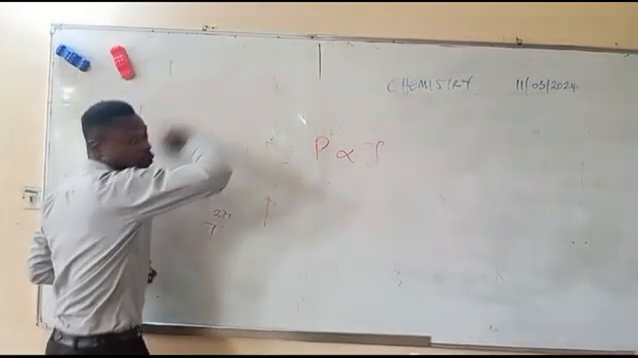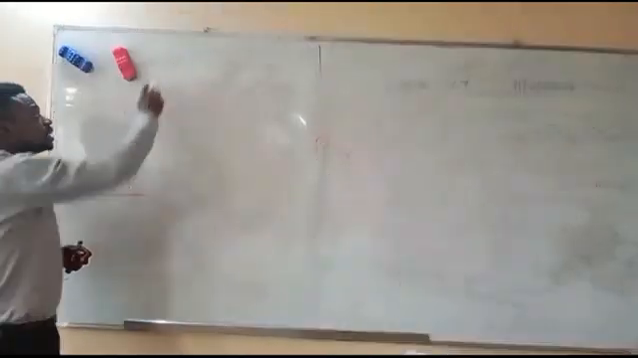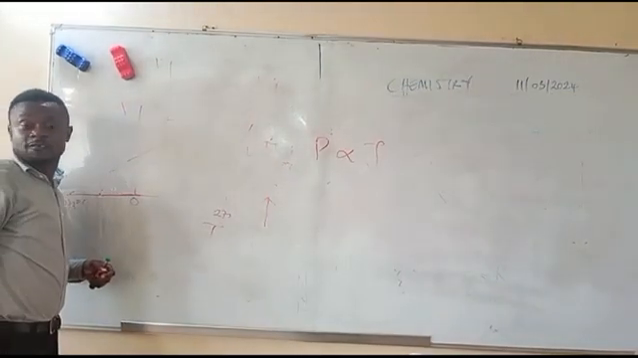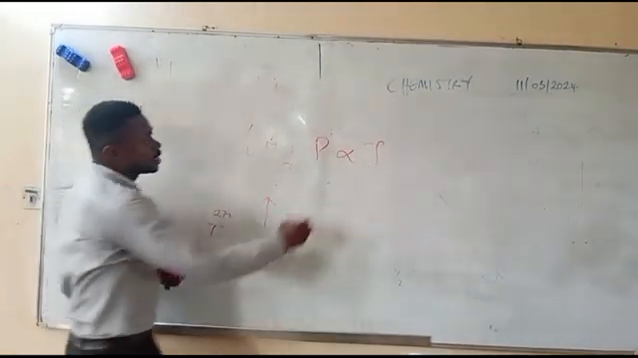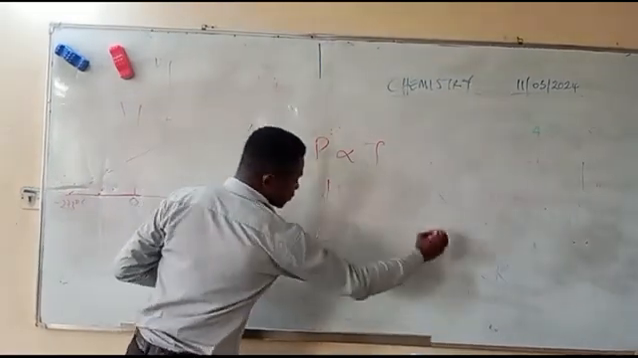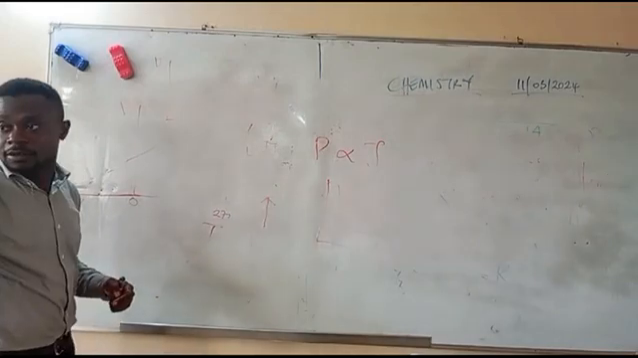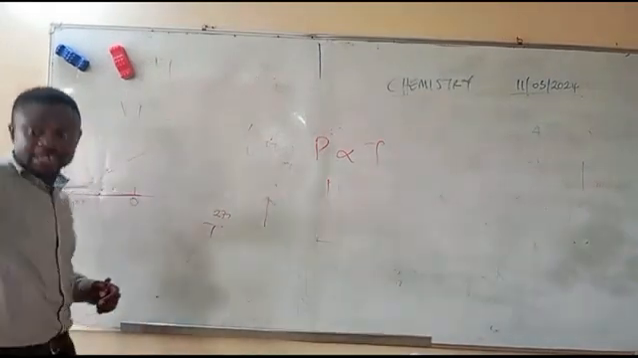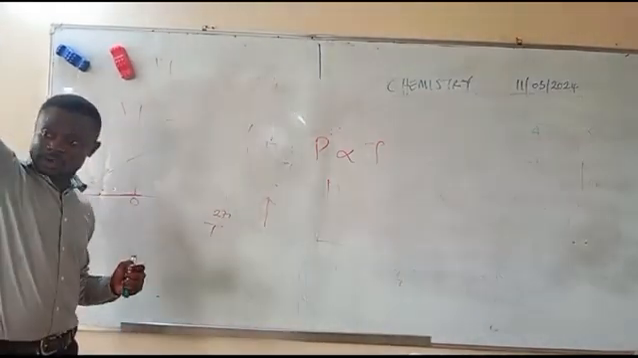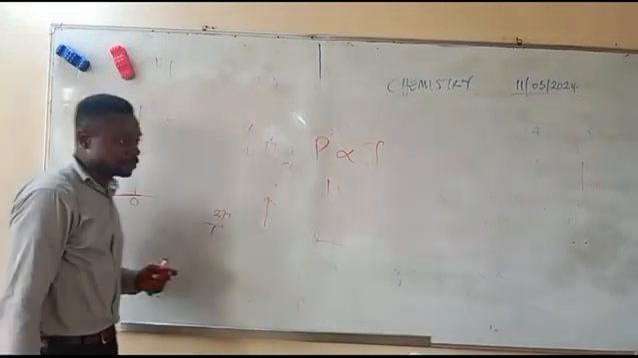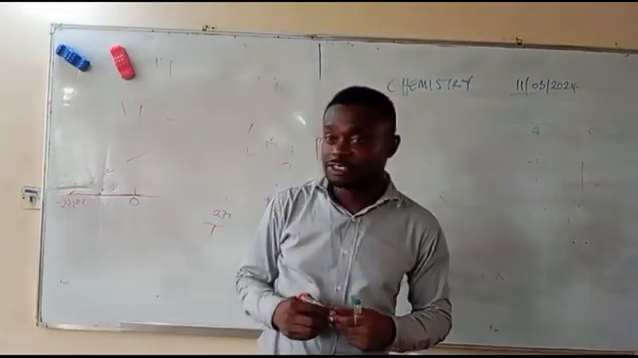Just know that direct goes like this, because this one is increasing, this one is also increasing. But for Boyle's law, inverse goes like this. It slopes down. Inverse slopes down, direct goes like this. Okay? And thank you for that question. I like that. I assume that is what you should know by now.